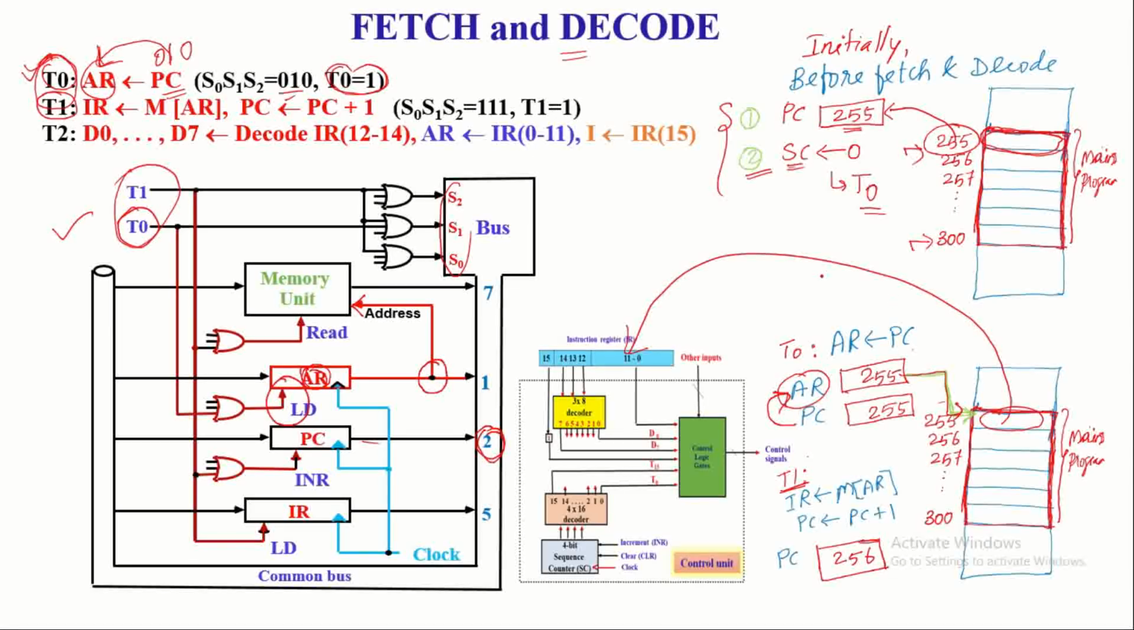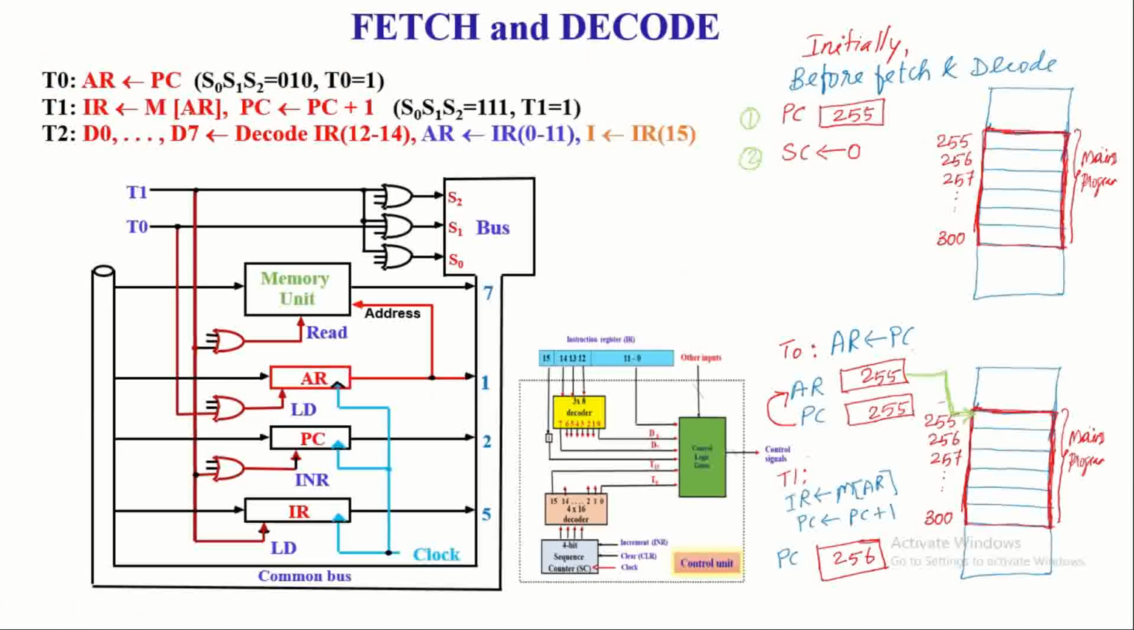How can this transfer from memory to instruction register be performed? What is the micro operation required? To transfer the instruction from the memory location that is available in the address register to the instruction register, how can it be achieved? If the selection signal values are set to 111, the read signal is active and the load signal of the instruction register is enabled, then this micro operation can be achieved.